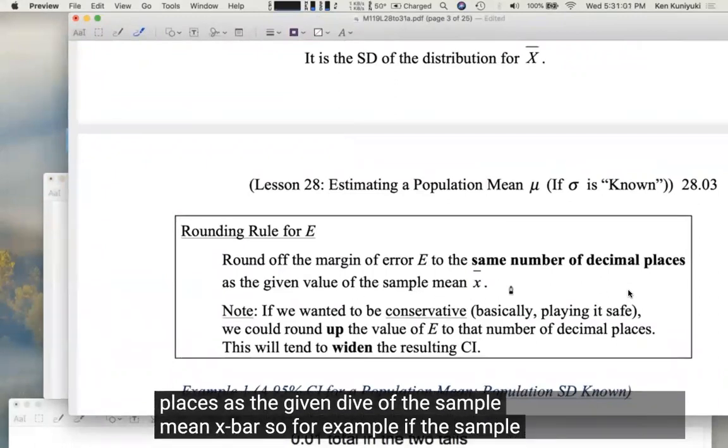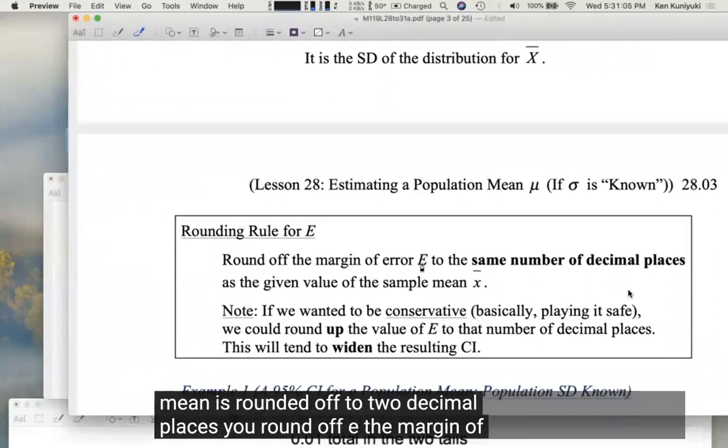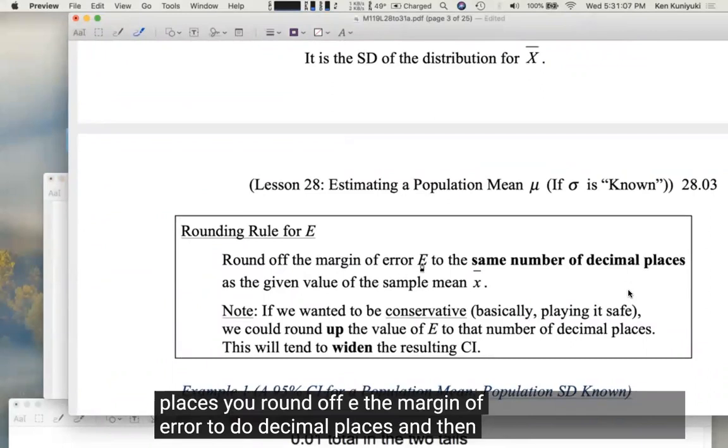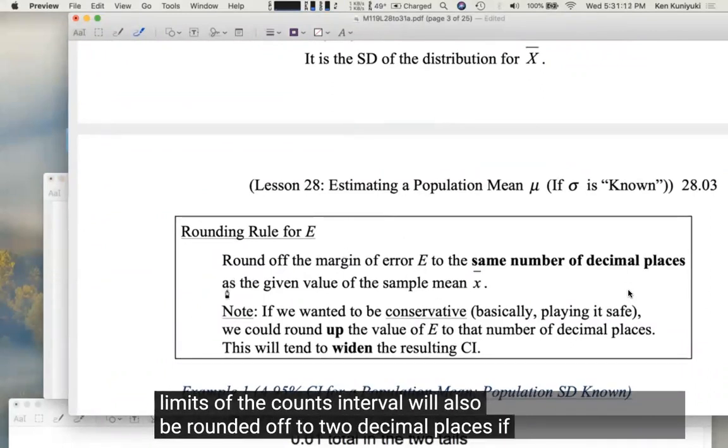So for example, if the sample mean is rounded off to 2 decimal places, you round off E, the margin of error, to 2 decimal places. And then the limits of the confidence interval will also be rounded off to 2 decimal places.